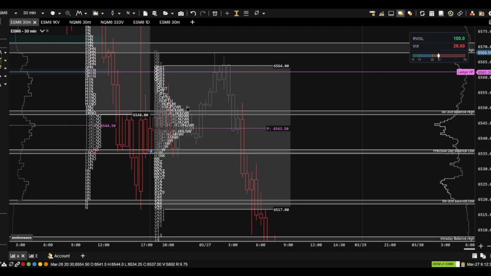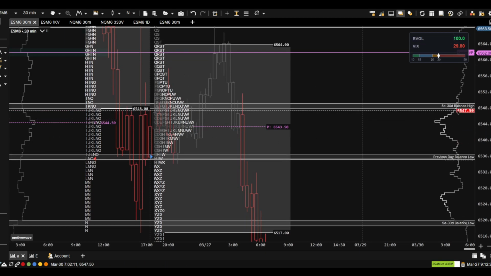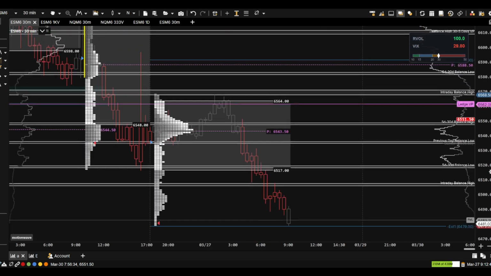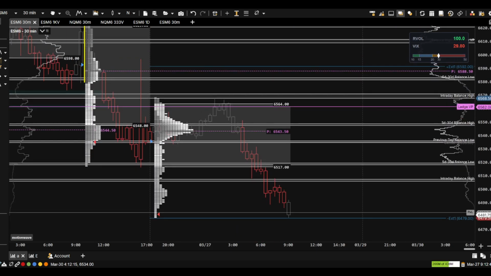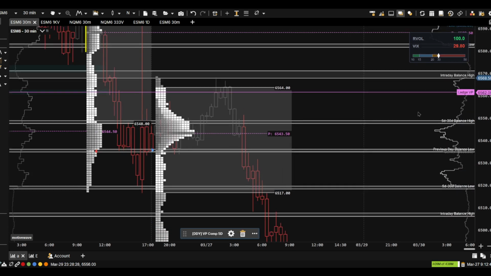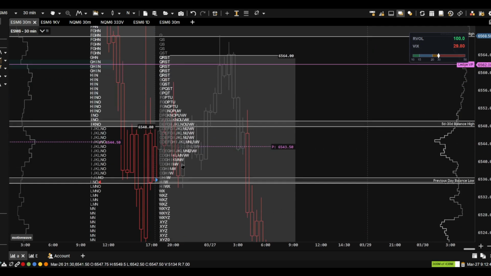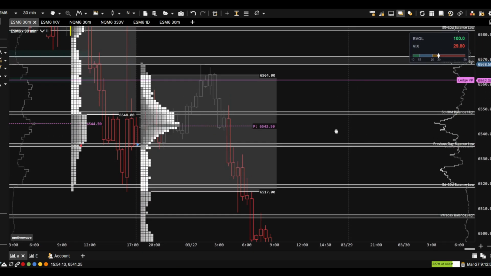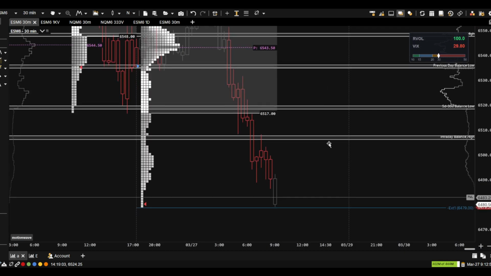around here, we have a balance high of the 5 days composite volume profile. Balance high, see this? High volume node, high volume node, high volume node. Yeah. So we have a balance high around this balance high too in the TPO chart or market profile or overnight session.